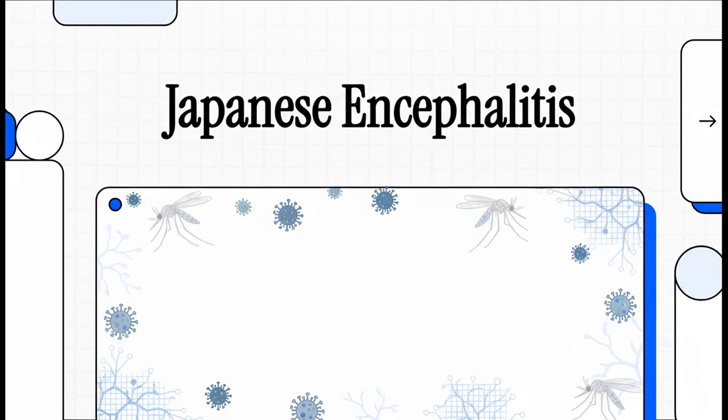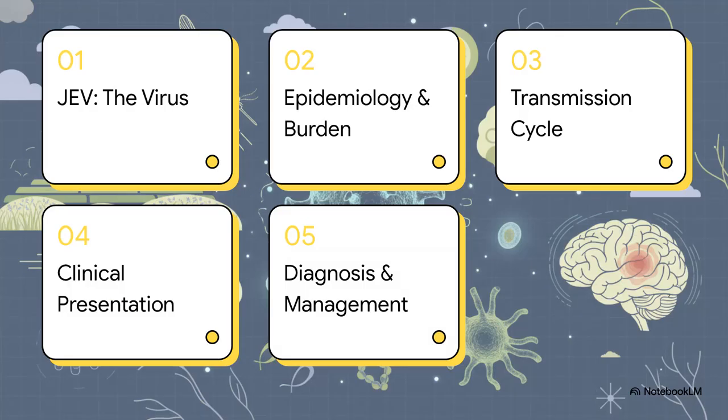All right, let's dive into our clinical overview of Japanese encephalitis. This is a really significant vector-borne viral disease, and as you'll see, it has some major public health implications we need to cover. So here's how we're going to break it down.